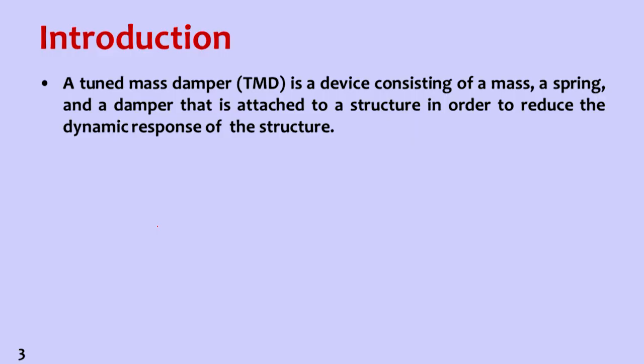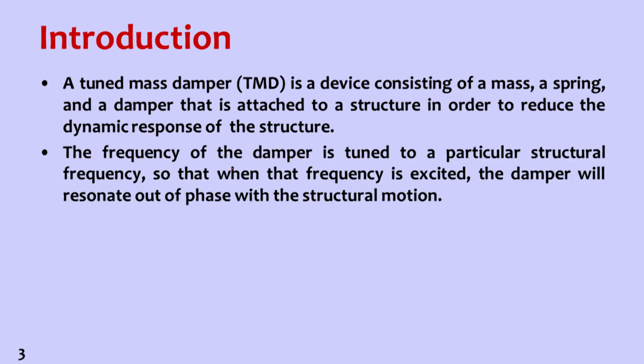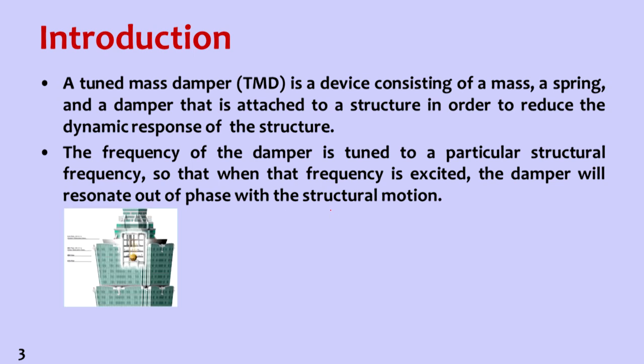A tuned mass damper, popularly called TMD, is a device consisting of a mass, a spring and a damper that is attached to a structure in order to reduce the dynamic response of the structure. The frequency of the damper is tuned to a particular structural frequency, so that when that frequency is excited, the damper will resonate out of phase with the structural motion.